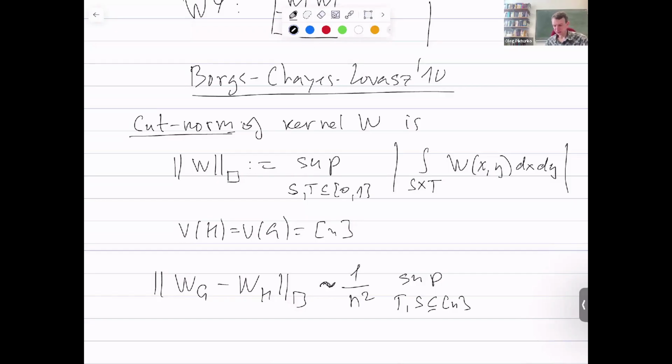So what is this integral if I take this adjacency function? Well, this difference of two graphons is either +1, -1, or 0. So this will be exactly the number of edges in G between S and T minus the number of edges in H between S and T.